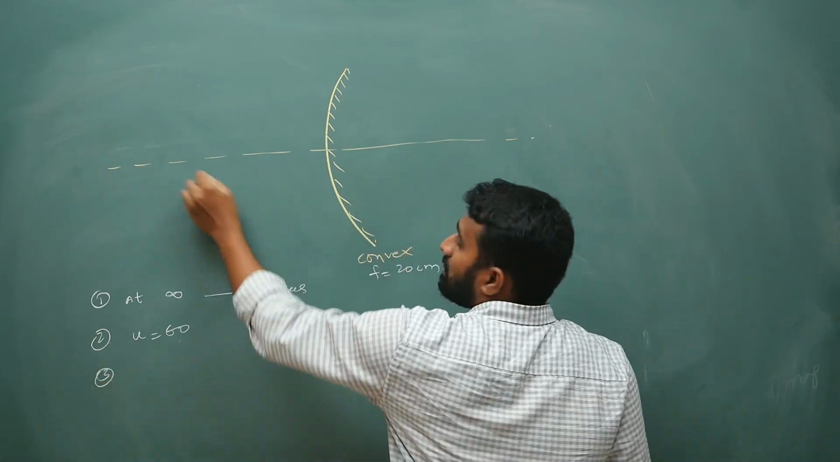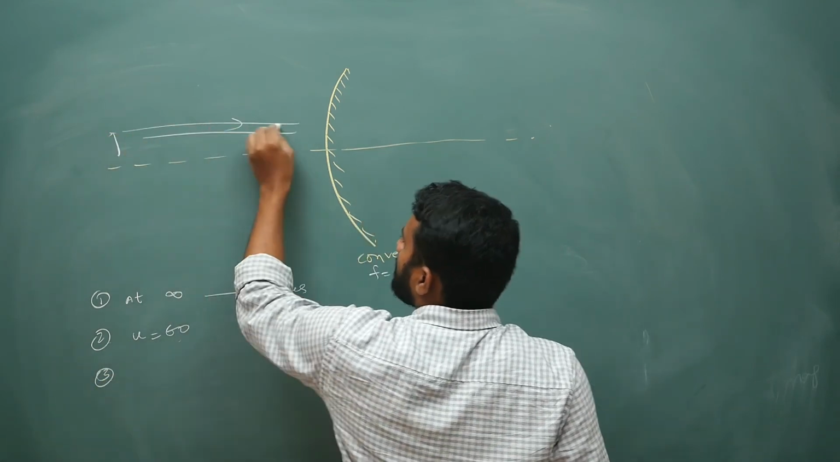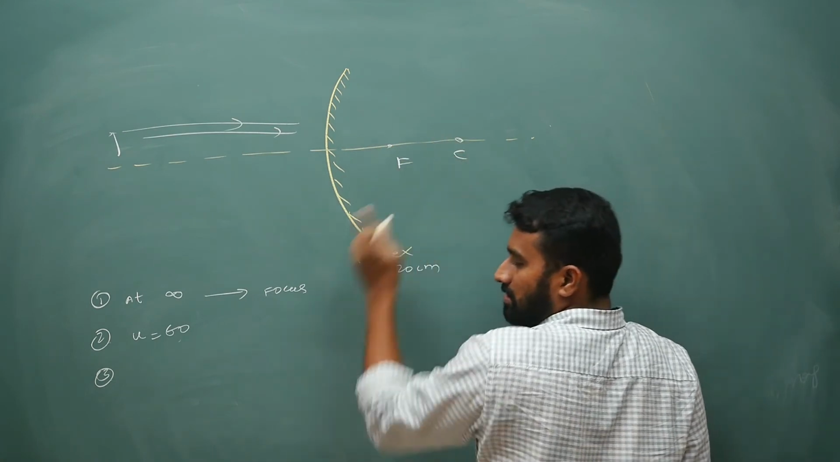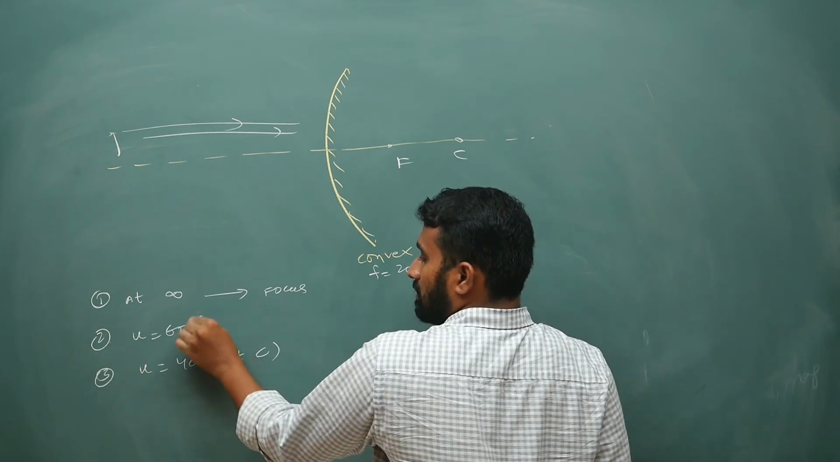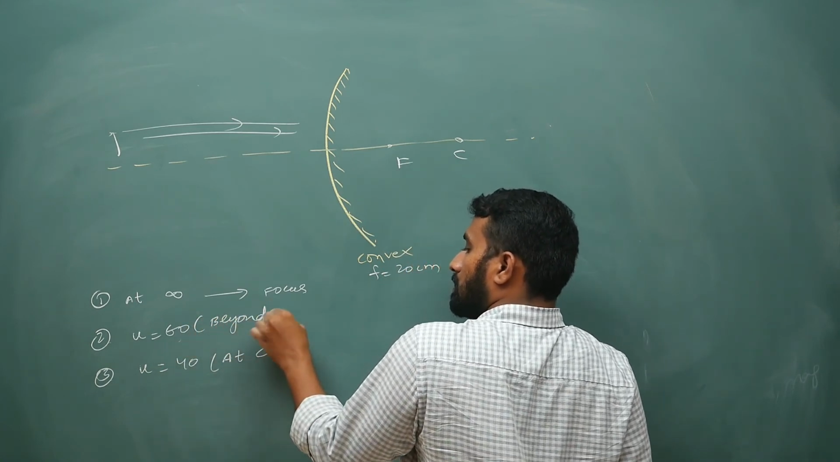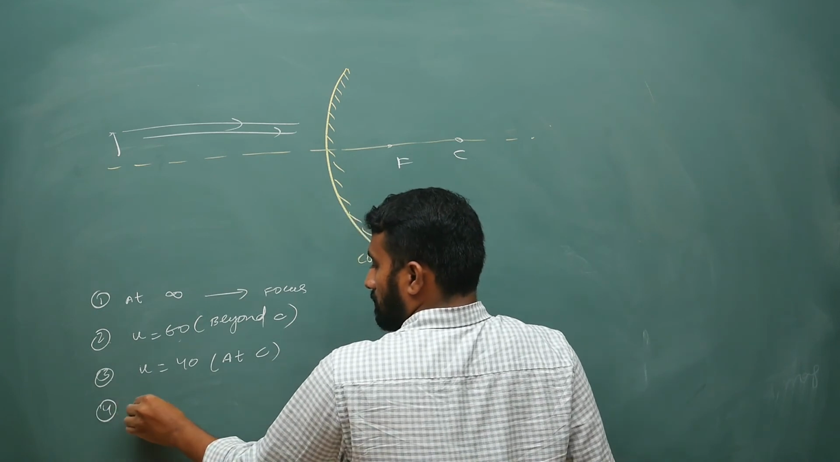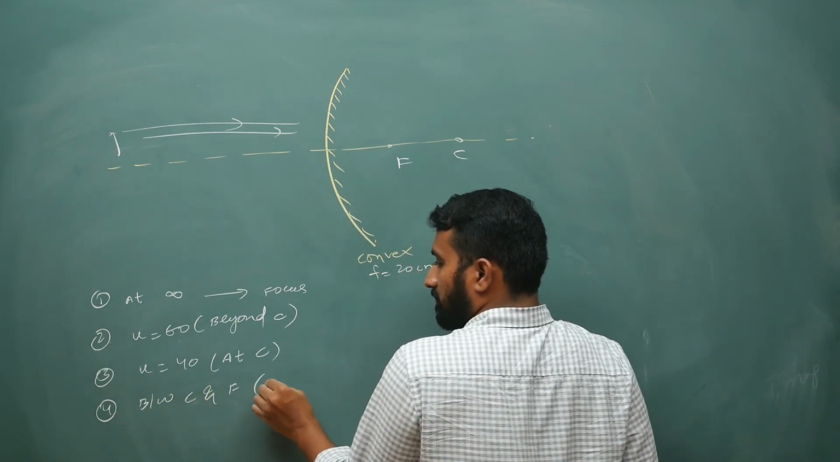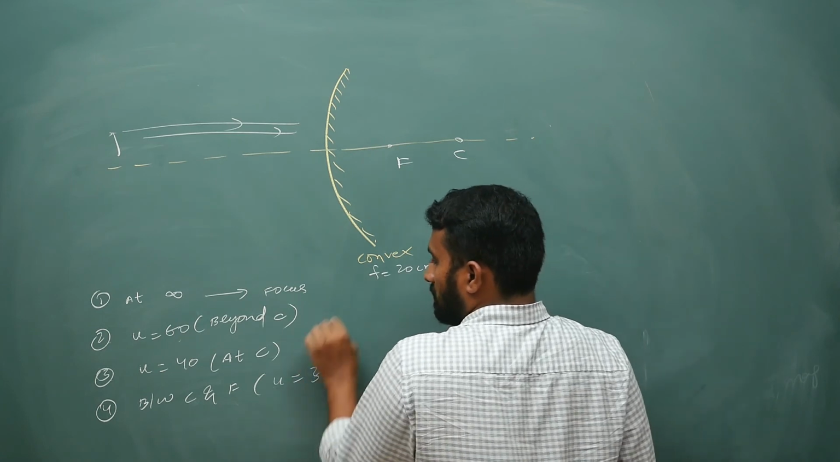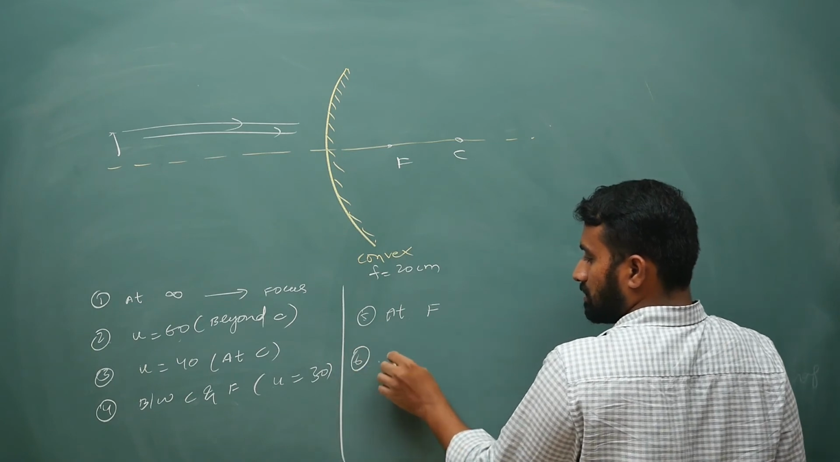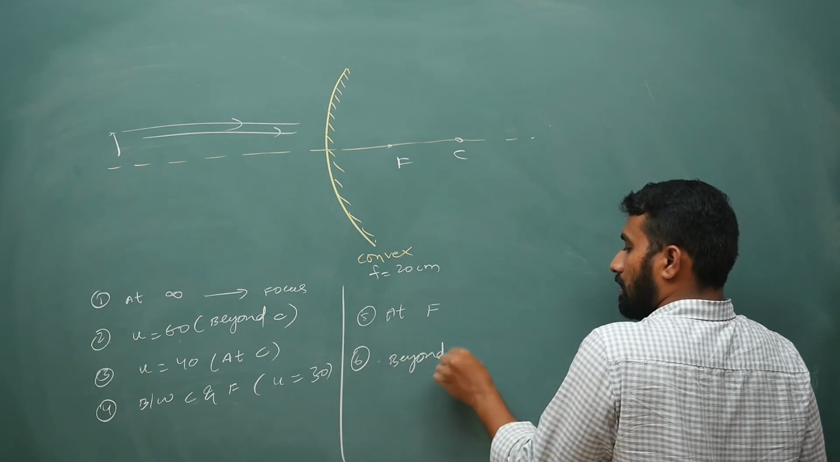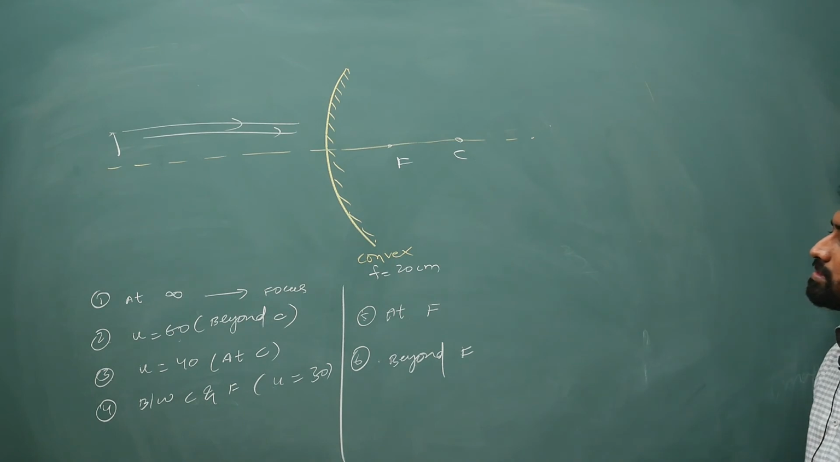Third case, here focal length will be positive because rays coming like this, focus will be here, center here. U equal to 60, U equal to 40. This is at C. This is beyond C. Then between C and F, that is U equal to 30. Then fifth case at F, sixth case beyond F. Now for all these cases, you will get only one single answer.